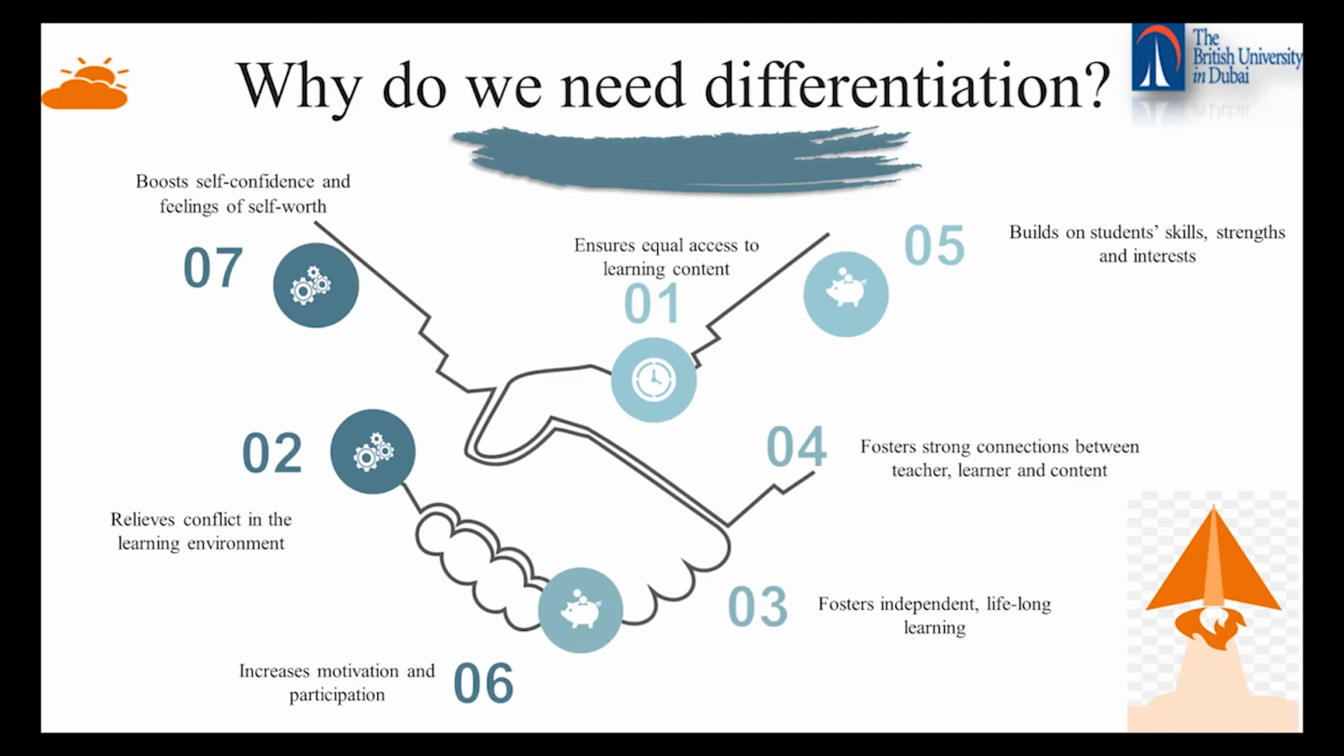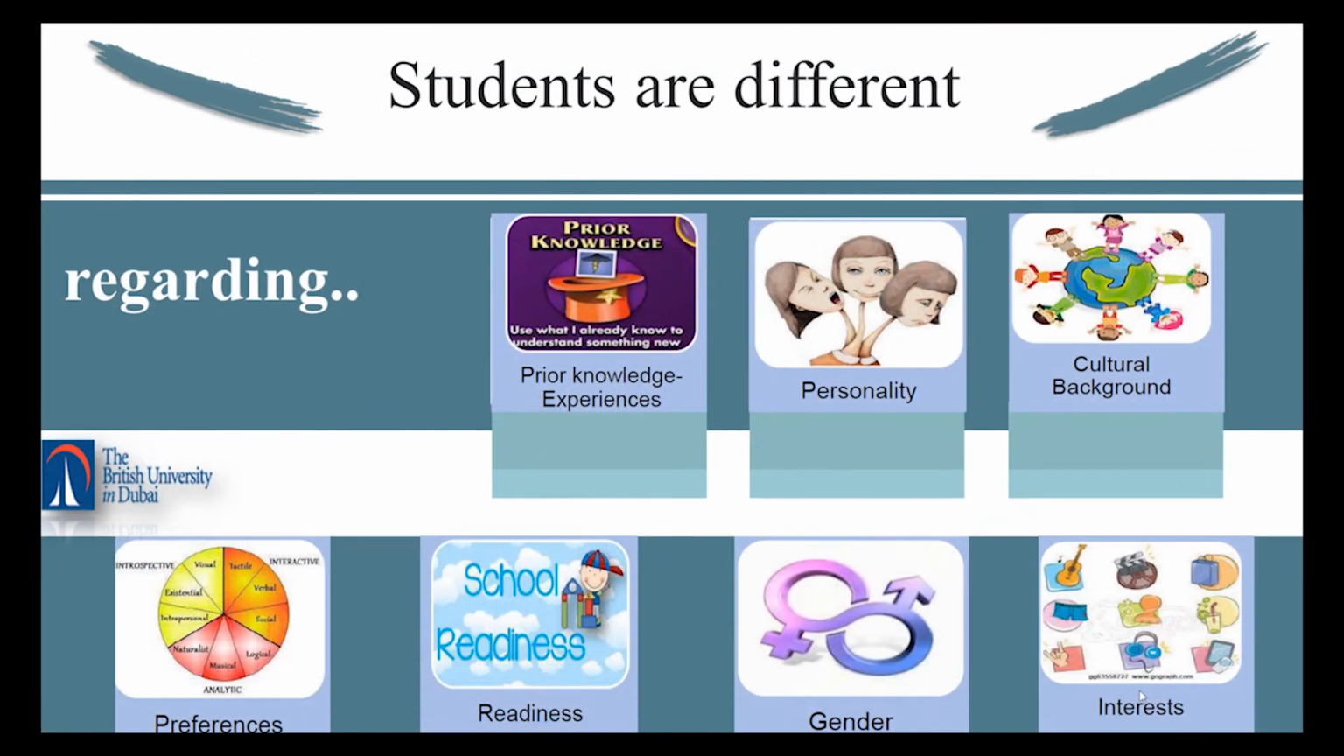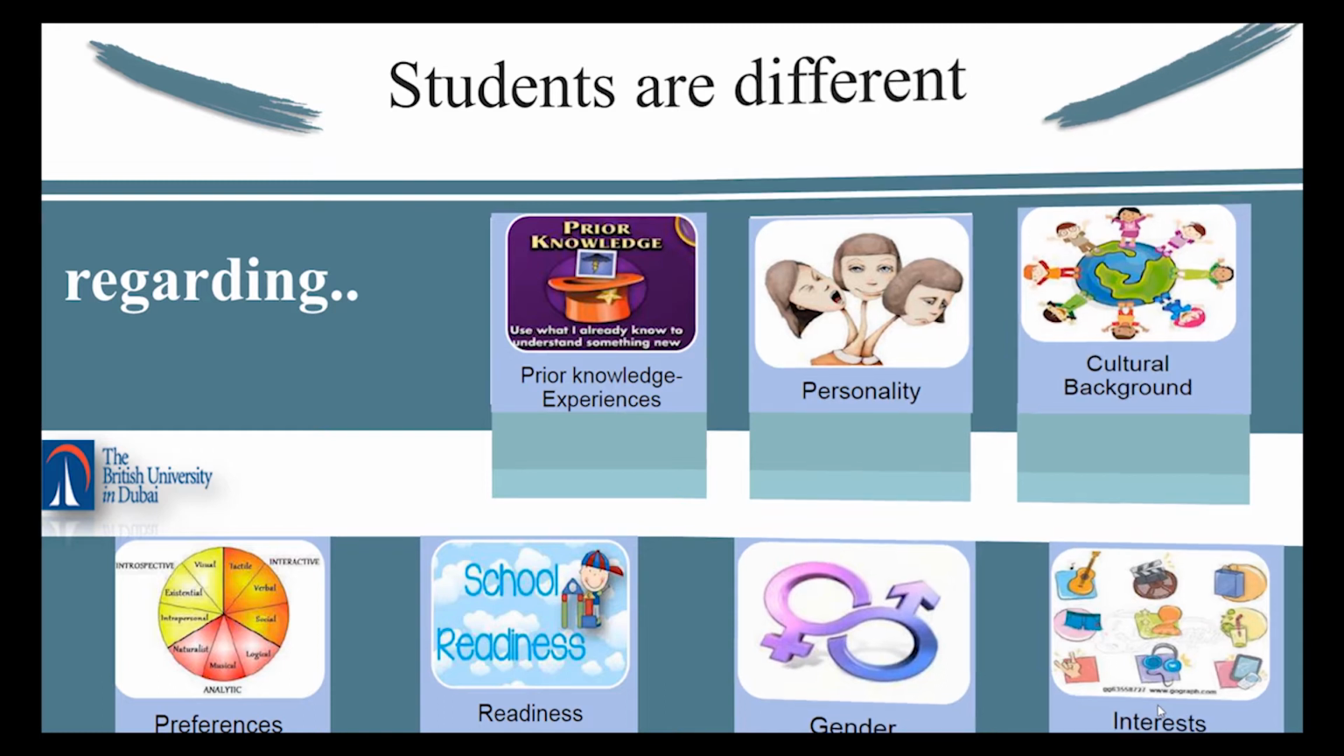Number 5 is to build on student skills, strength, and interests. And number 6 increases motivation and participation. The last one is boosts self-confidence and feeling of self-worth. Sure, you can find many different students in your class. You can find them different in prior age, or their personality, or their cultural background, maybe preferences, or readiness, maybe gender, or their interests.